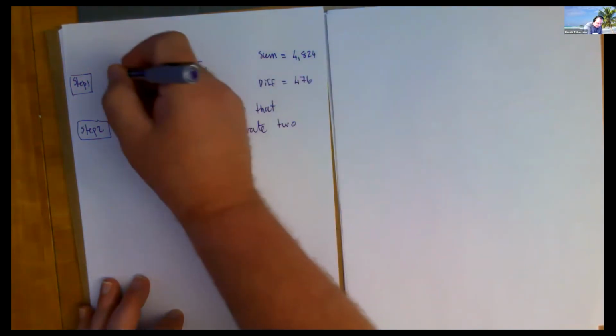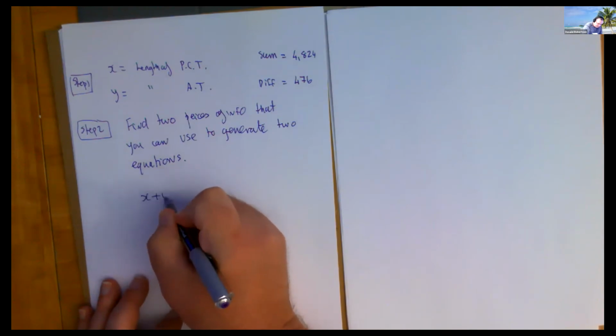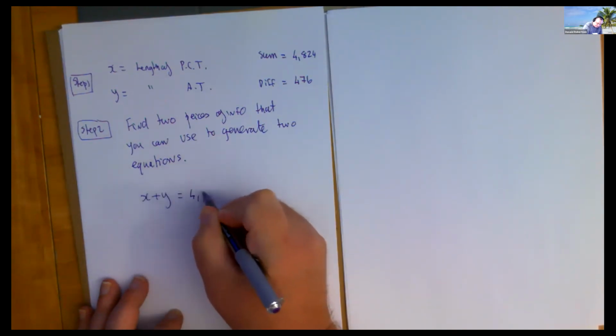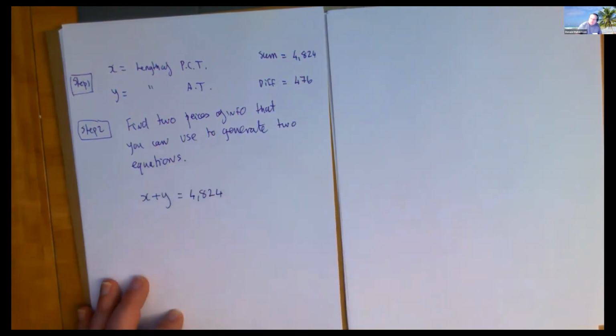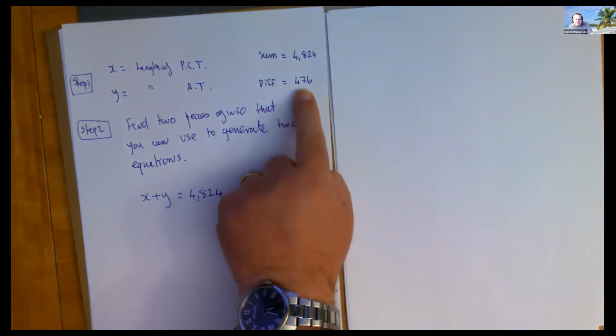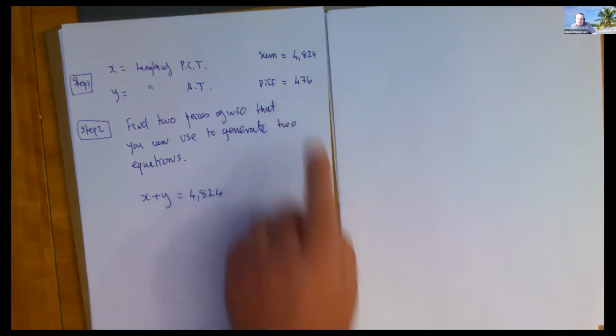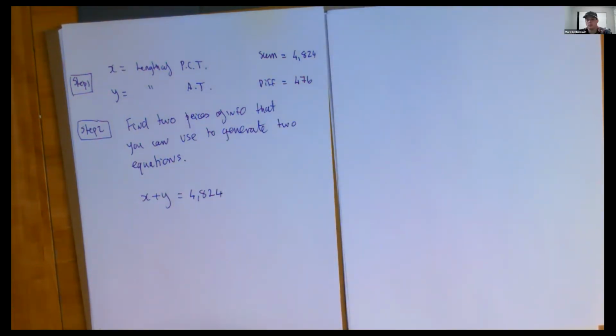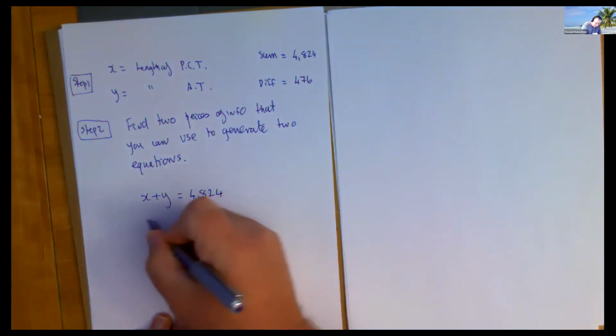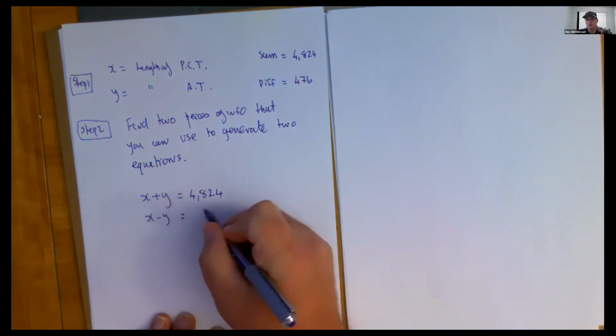Well, isn't the sum X add Y? And isn't that 4,824? Agreed? How will I write down the second piece of information that they gave me that's going to generate an equation? How would the difference being 476 be written in terms of these X's and Y's? X minus Y equals 476. You nailed it.